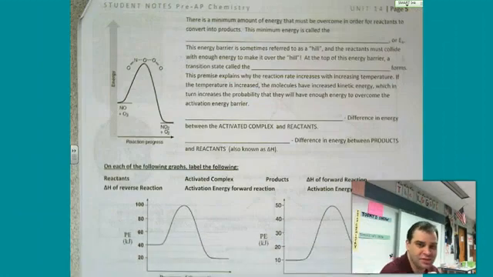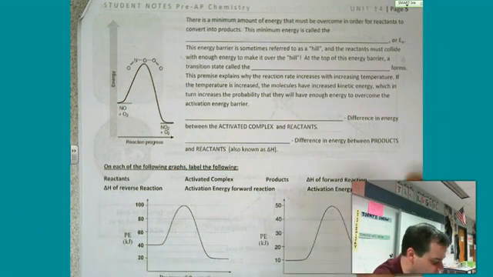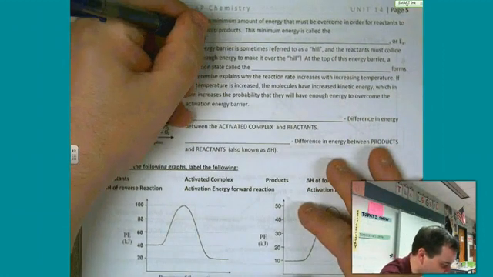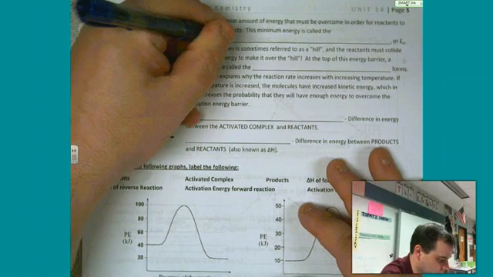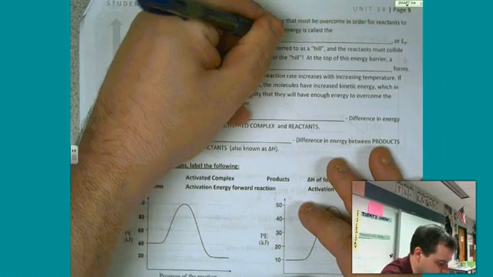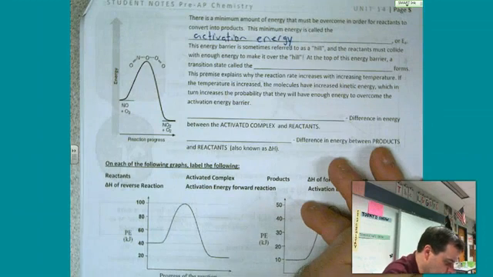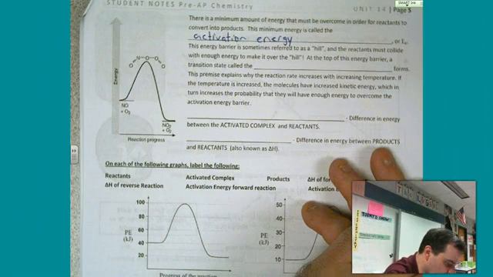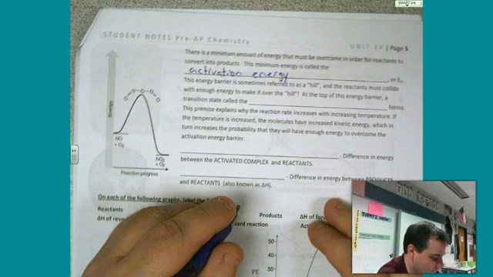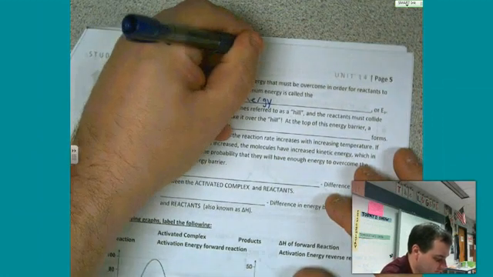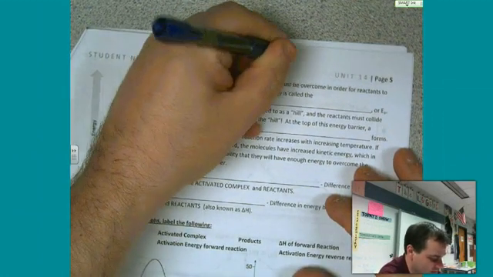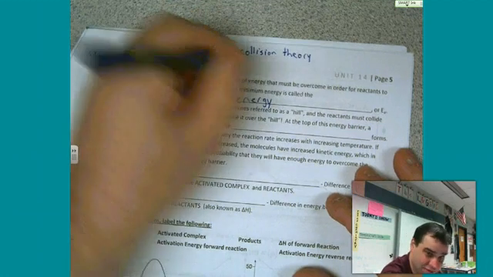Time to go over some definitions here. The minimum amount of energy that must be overcome for the reactants to convert into products is called the activation energy. The energy barrier is often referred to as an energy hill. The reactants must collide with enough energy to overcome the hill, according to collision theory. Everybody loves collision theory, right? It's a theory about collisions and making reactions happen.